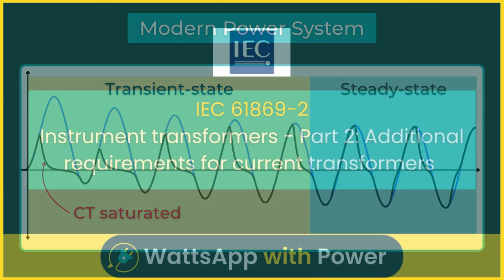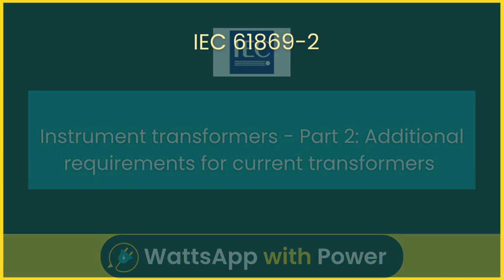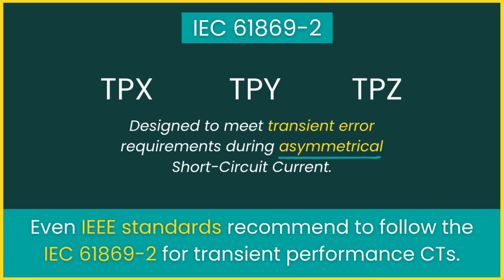To address this issue, the IEC 61869 Part 2 standard defines three special CT classes: TPX, TPY, and TPZ. These CTs are designed to stay accurate under asymmetrical fault currents. Even IEEE standards recommend following these IEC definitions when specifying CTs for transient conditions.